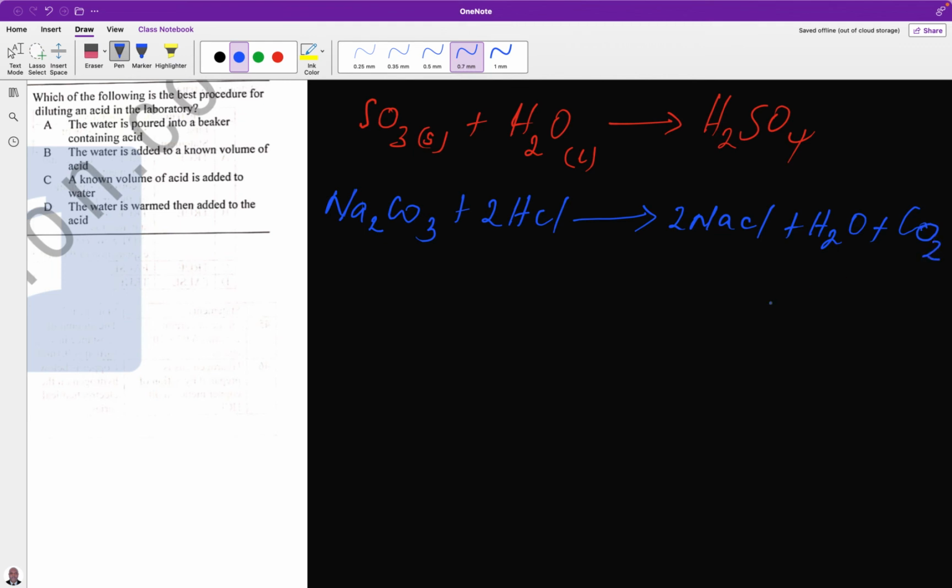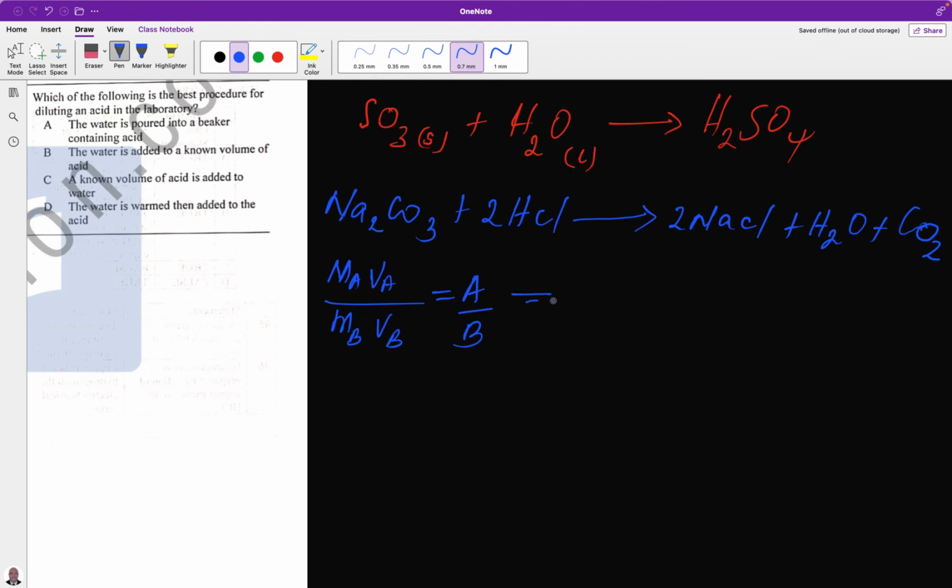Salt and carbon dioxide is being produced. It's always good to write the state as solid, aqueous, liquid, and gas, but this I'm just doing for calculation. Use the formula, please. For this, you can use this formula. Let me say I will use only method 1 here. I will say molarity of acid, volume of acid, molarity of base, volume of base, and now the mole ratio of acid and the base.